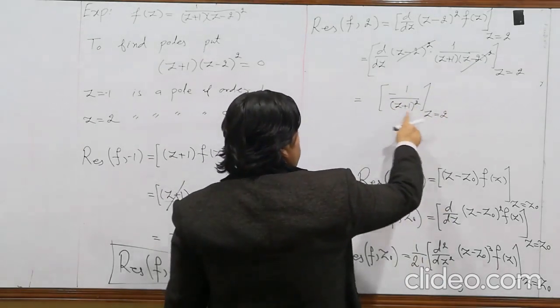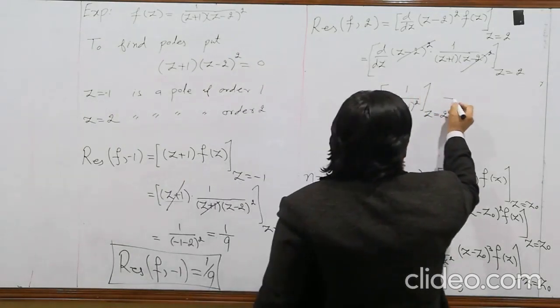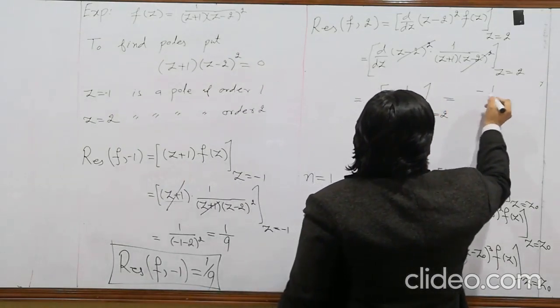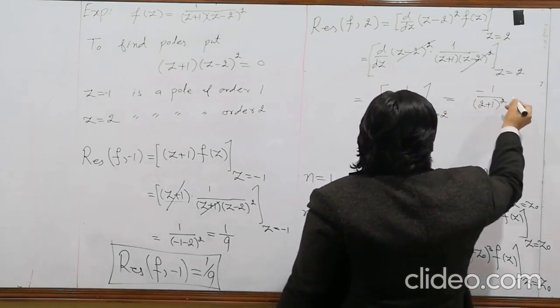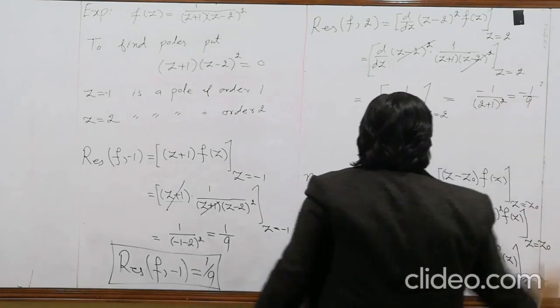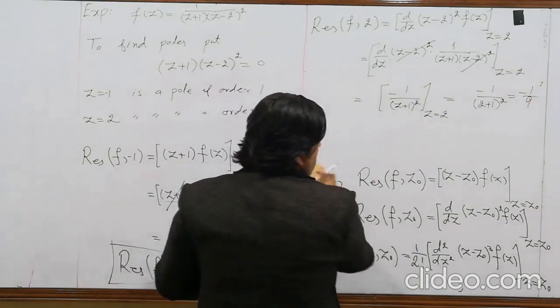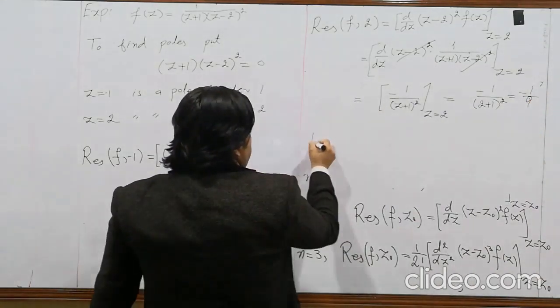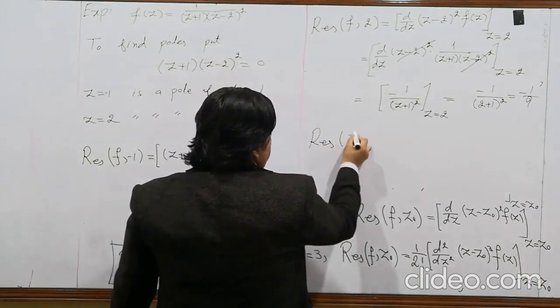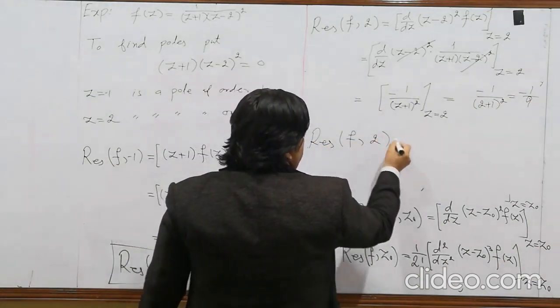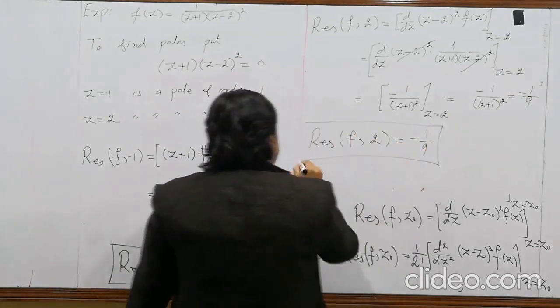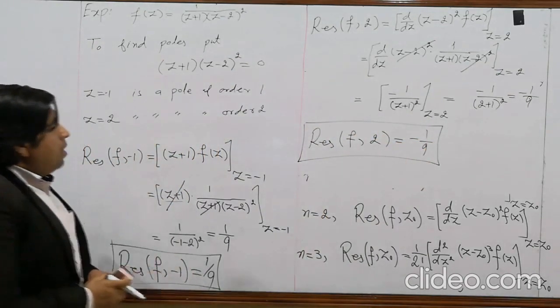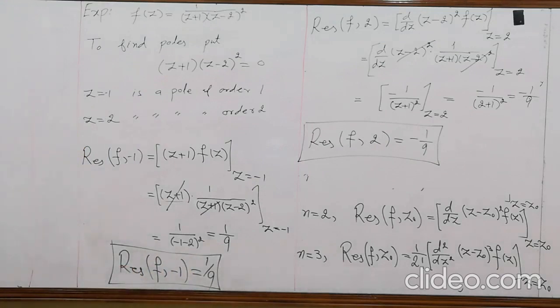So now we have to put z is equal to 2 in this function. If I put this, I will get minus 1 over 2 plus 1 square, which is equal to minus 1 over 9. So the residue of the function f at the point 2 is minus 1 over 9, and this is the required answer. Now we have to solve one other question.